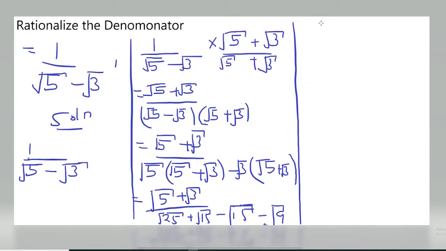At the numerator, we keep the square root of 5 plus the square root of 3. At the denominator, the square root of 25 is 5, then plus the square root of 15 minus the square root of 15, which cancels and equals 0, and minus the square root of 9, which is 3.